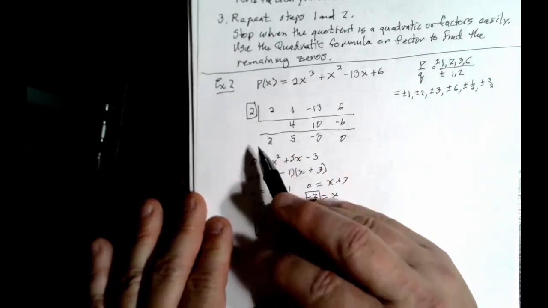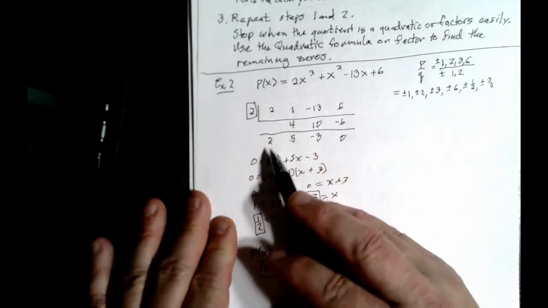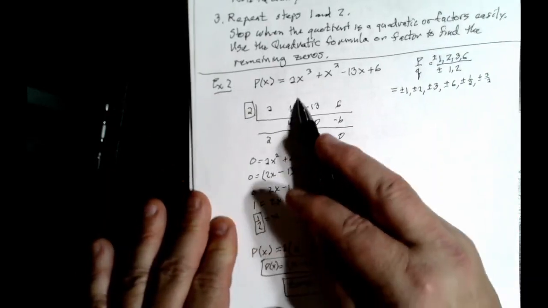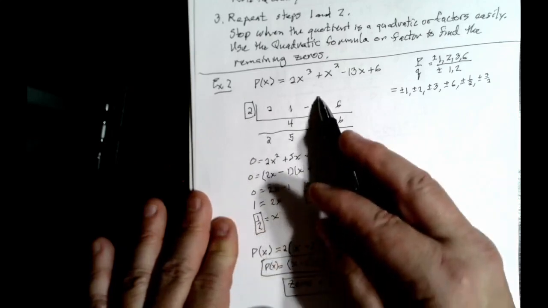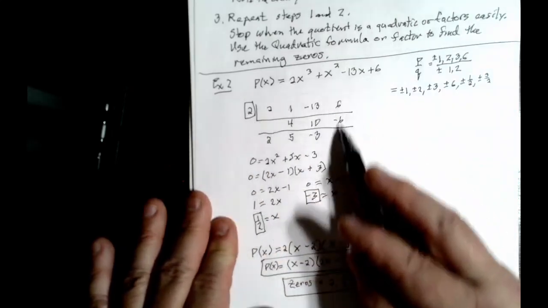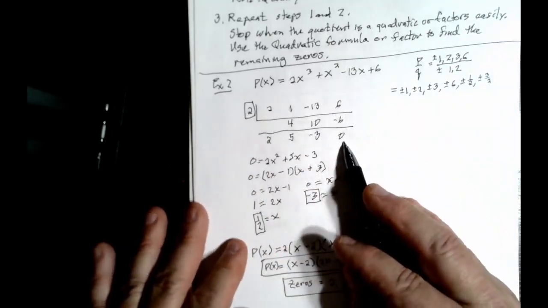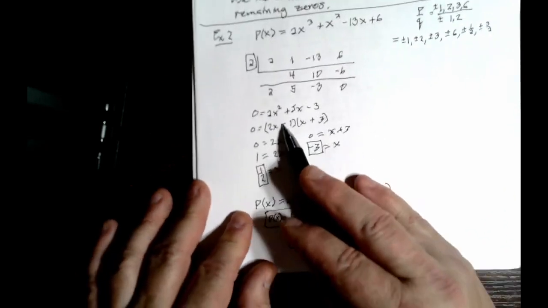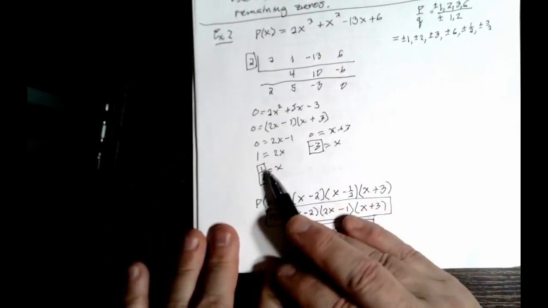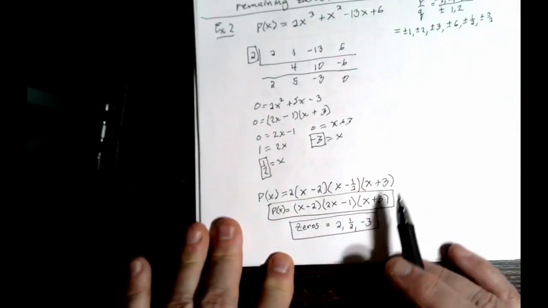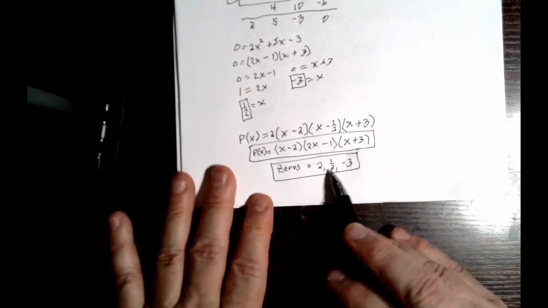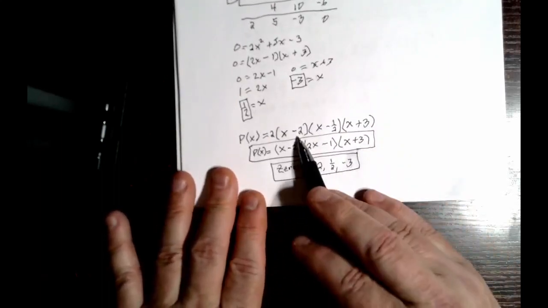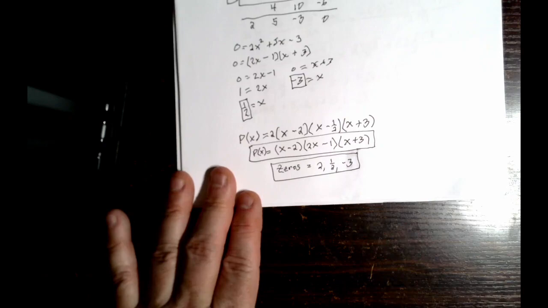Okay, we try 2. So you bring down the 2. 2 times 2 is 4. 5, multiply, add, multiply, add, and you get a remainder of 0. Okay? So, here's your x squared, your x, and your constant. You can factor it, and you get your other two zeros. And so you find out your zeros are 2, 1/2, and minus 3. And it factors down just like this.